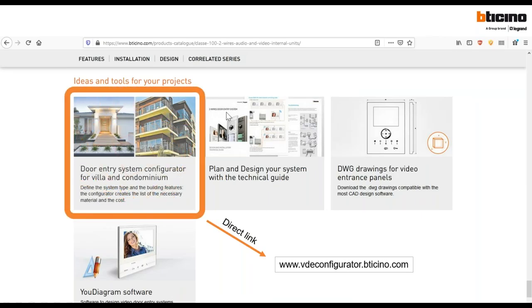and you arrive at this page. In the bottom of the page, there is this. You click door entry system configuration. This is the direct address. With the direct link, you can go directly over the web page of the configurator. The other solution is the U-diagram software. It is this one below. That is a software that you have to download over your computer.